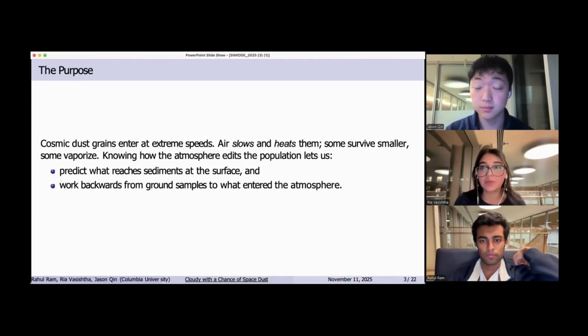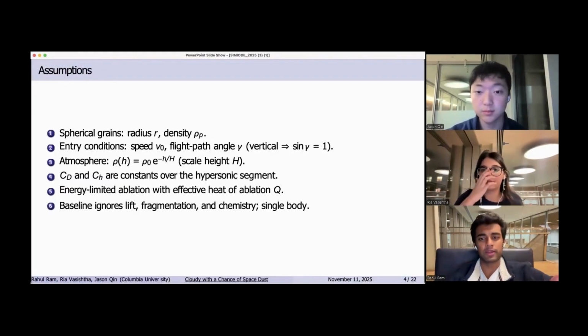Cosmic dust might sound small, but it can tell us large-scale things, like how matter travels through the solar system, or like how the paper discussed how even organic molecules reached Earth. The problem is, by the time the dust reached the ground, the atmosphere has already edited it. Some particles survive and some melt while others shrink. So our goal was to mathematically describe how the atmosphere acts like a filter and then see if we can reverse that filter. We'll start with a few simplifying assumptions.